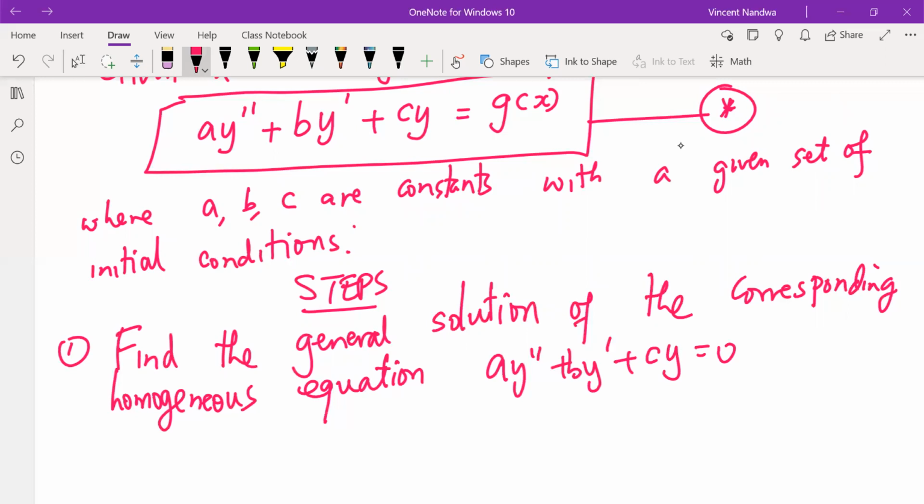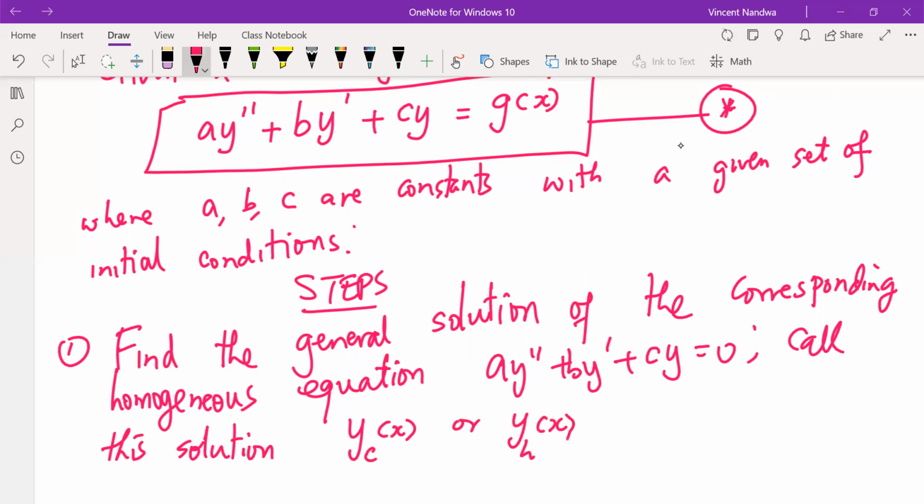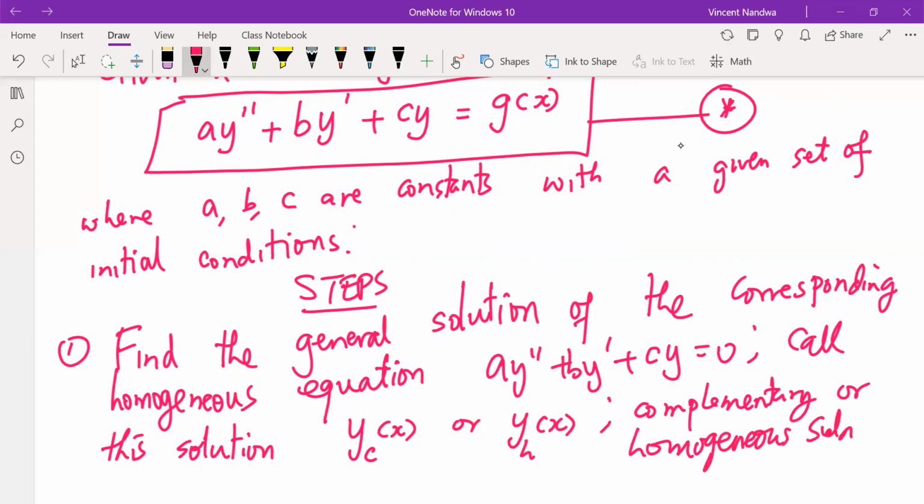So the homogeneous equation is simply fixing the right-hand side to be 0 and then solving the left-hand side equation. So call this solution yc of x, or you can call it yh of x, where this means complementary or homogeneous solution. So that is step 1.